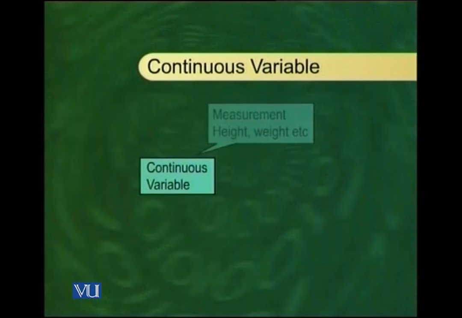Continuous variable wo hai jahan pe aap measurement karte hain. Jab aap kisi ki height measure karte hain ya kisi ka weight measure karte hain ya temperature measure karte hain, in tamam situations mein aapka jo variable hai, that is a continuous variable. Isko continuous variable kyun kehte hain? Aaiye is baat ko ek example ke through samajhne ki koshish karte hain.